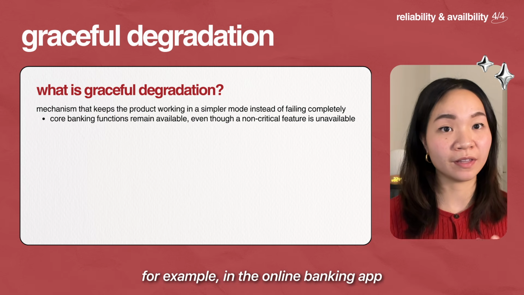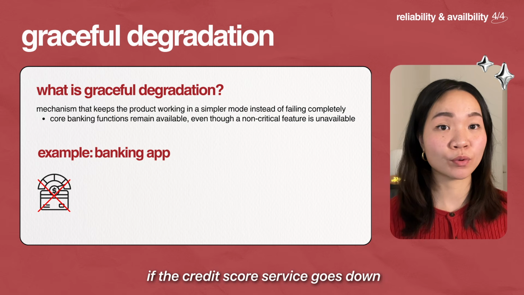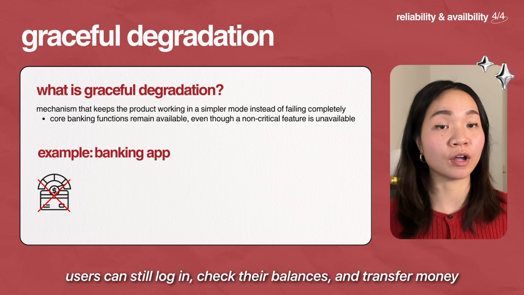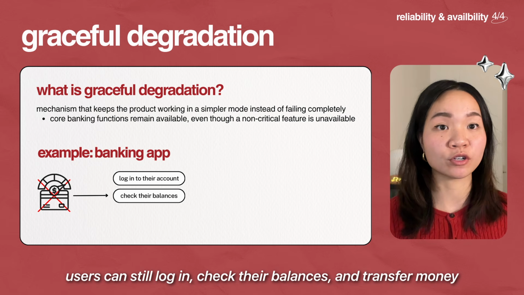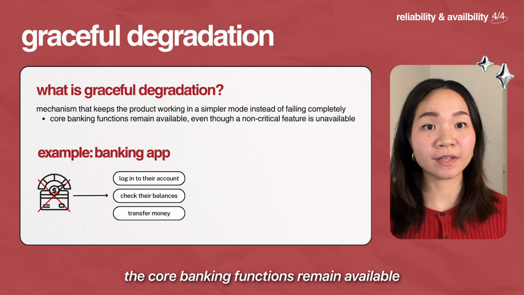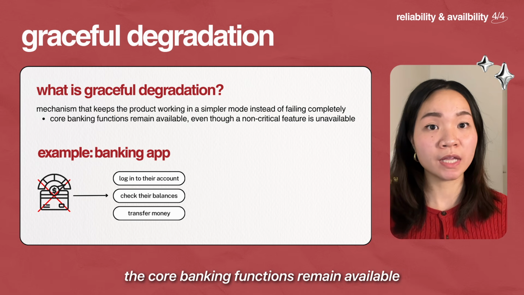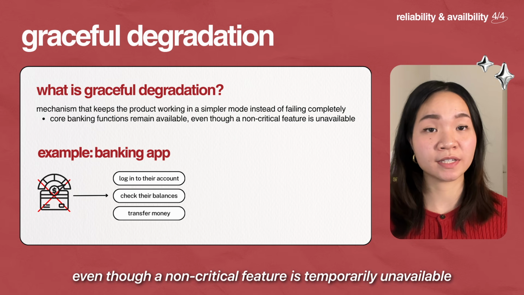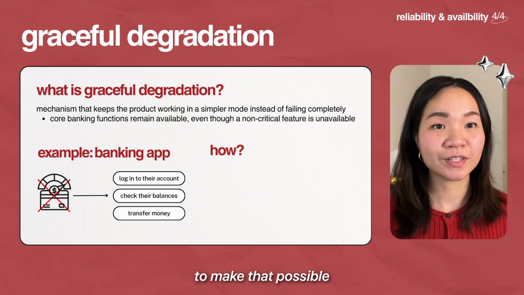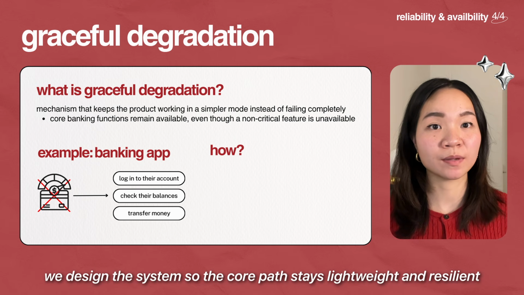For example, in the online banking app, if the credit score service goes down, users can still log in, check their balances, and transfer money. The core banking functions remain available, even though a non-critical feature is temporarily unavailable. To make that possible, we designed the system so the core path stays lightweight and resilient.